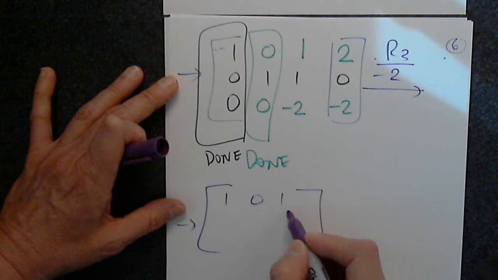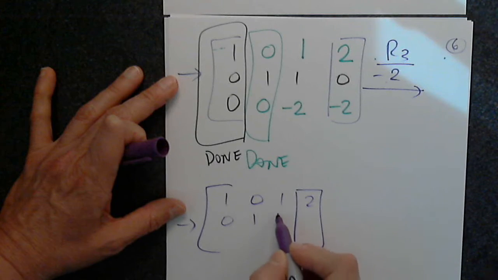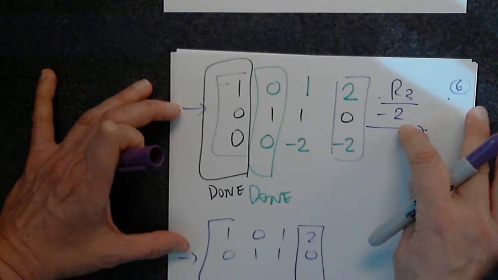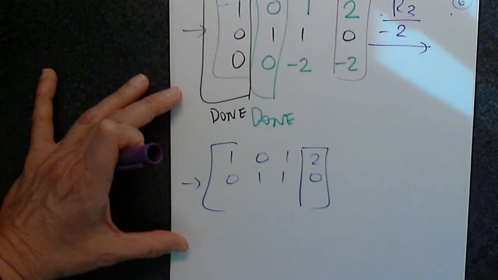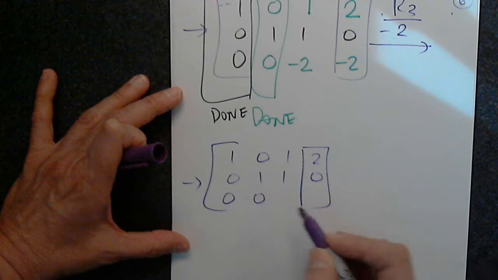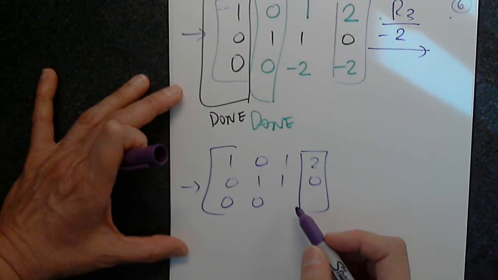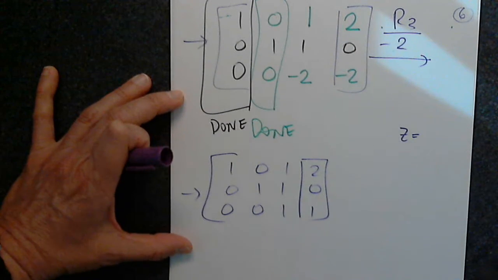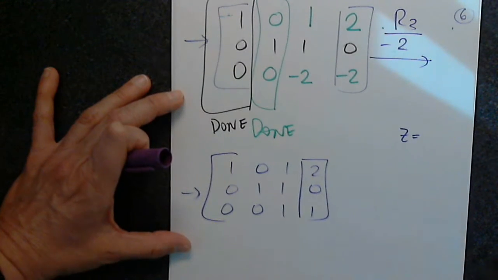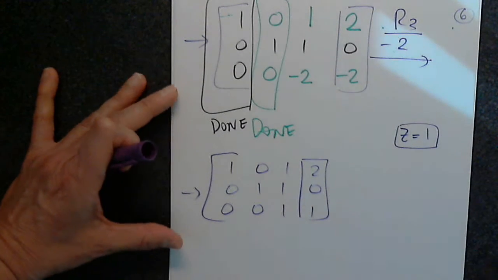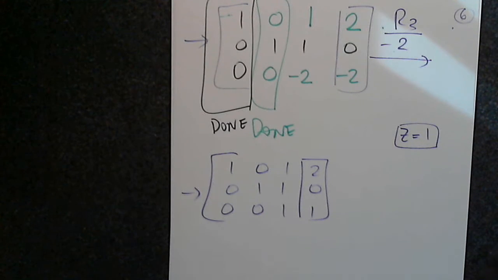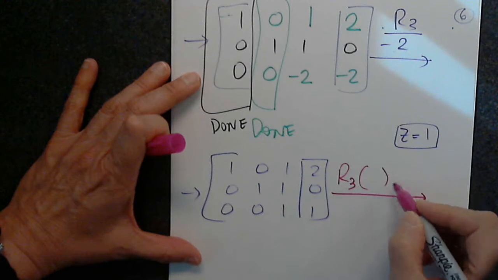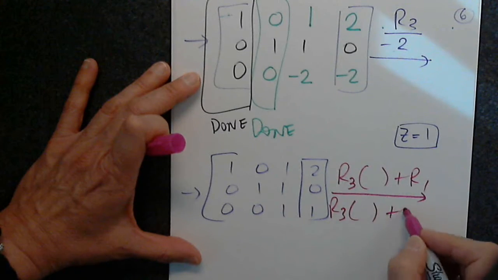So 1, 0, 1, 2, 0, 1, 1, 0. I just copied. I'm not touching row 1 and row 2. I'm only working on row 3. Can anyone give us row 3? It's going to be a 1 and a 1. Excellent. Can anyone already give us z? Z equals 1. Exactly. Now finally I have to multiply row 3 by something and add it to row 1, and row 3 by something and add it to row 2.